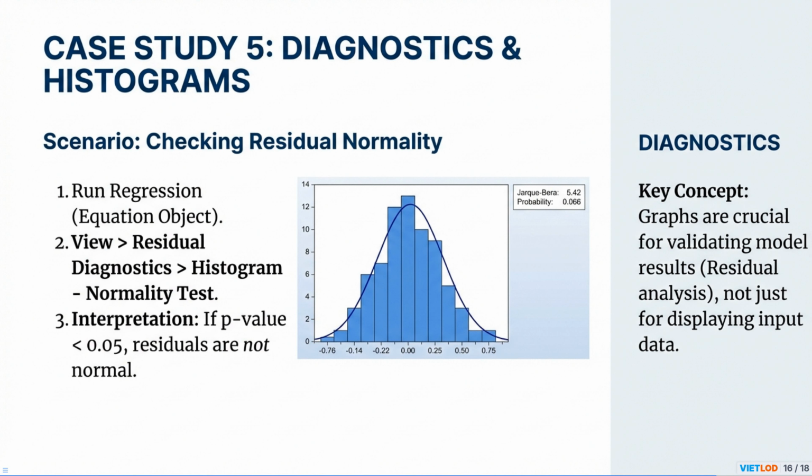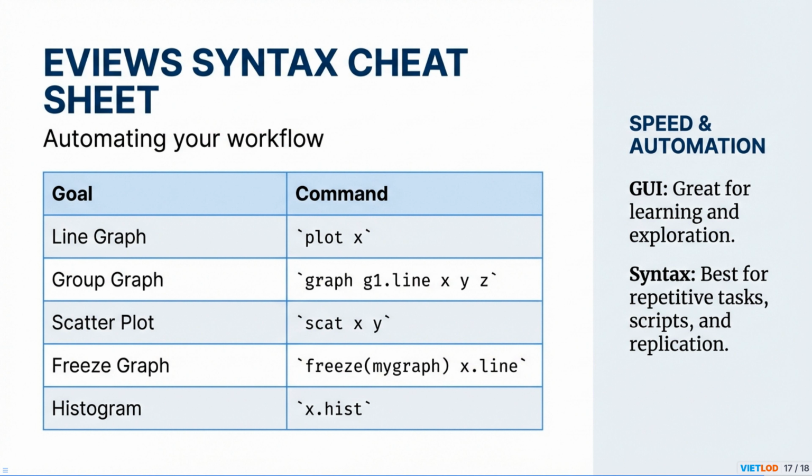The crucial step is the interpretation of the results. If the p-value from the Jarque-Bera test is less than 0.05, it indicates that the residuals are not normally distributed, which is a violation of a key OLS assumption.